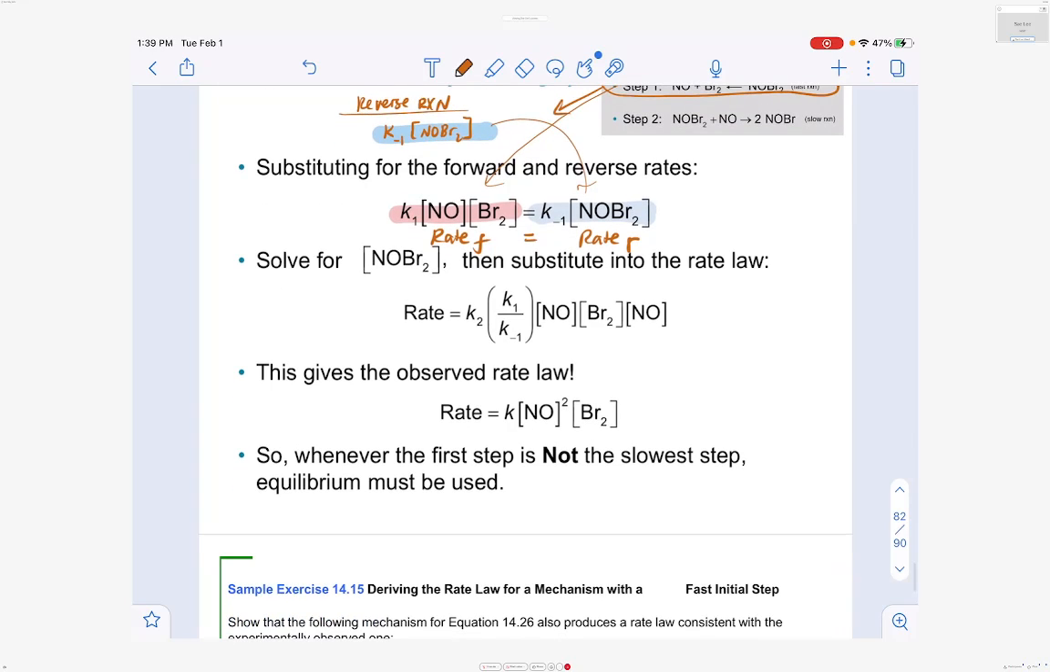If we solve for NOBr2, we have K1 times NOBr2 divided by the reverse reaction rate constant.